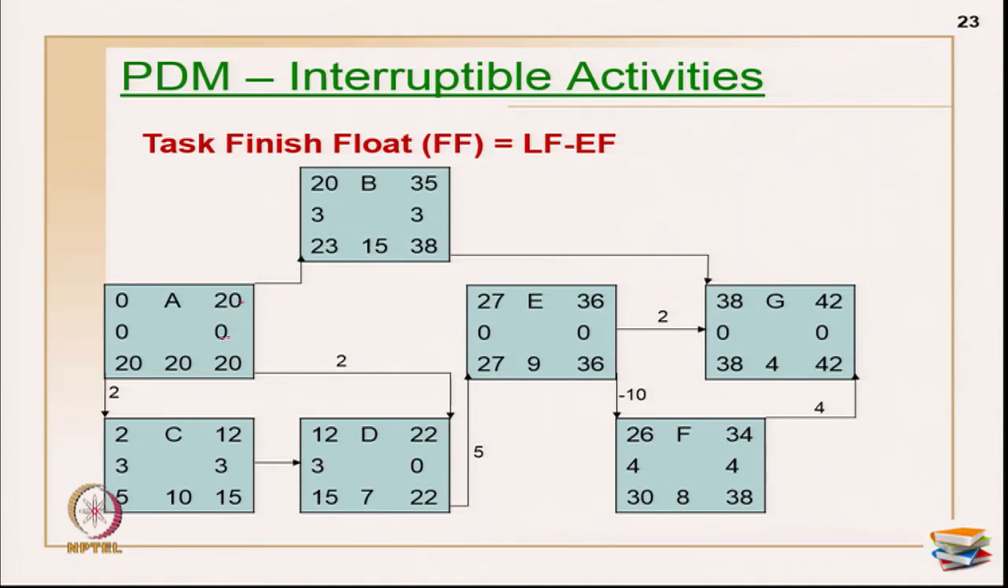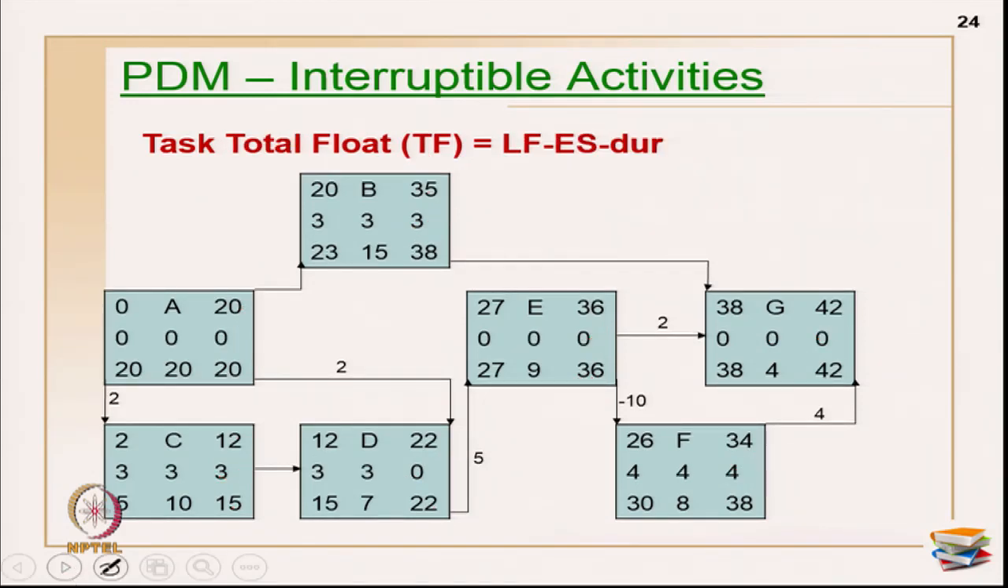So, 20 minus 20 is 0, 38 minus 35 is 3, 36 minus 36 is 0, 15 minus 12 is 3, 22 minus 22 is 0, 38 minus 34 is 4, 42 minus 42 is 0. If you see the finish portions, finish of A is critical, finish of E is critical, finish of D is critical and finish of G is critical. Okay. Now, I am going to see the total task floats, task total float, late finish minus early start minus duration.